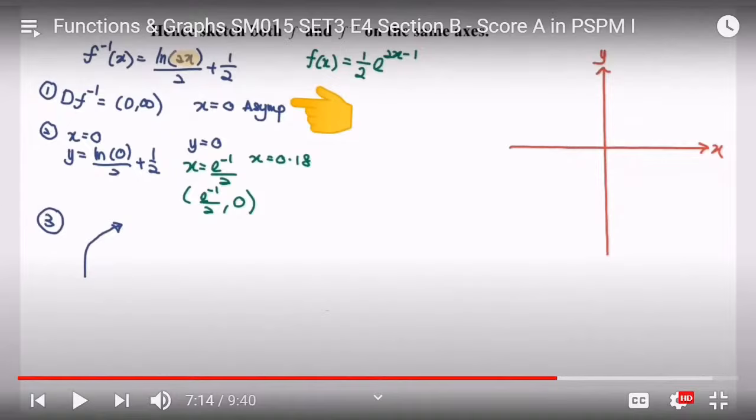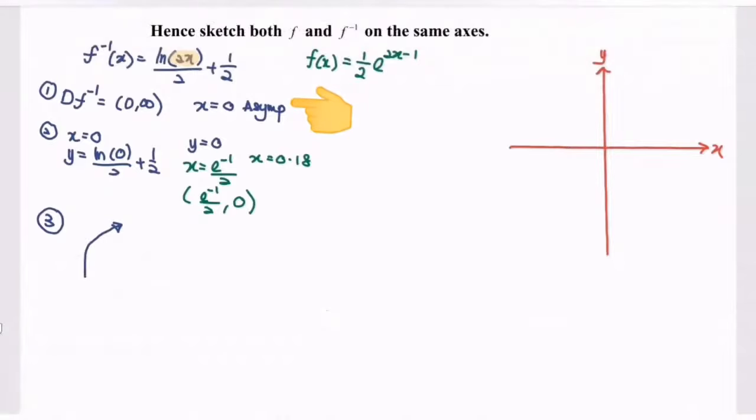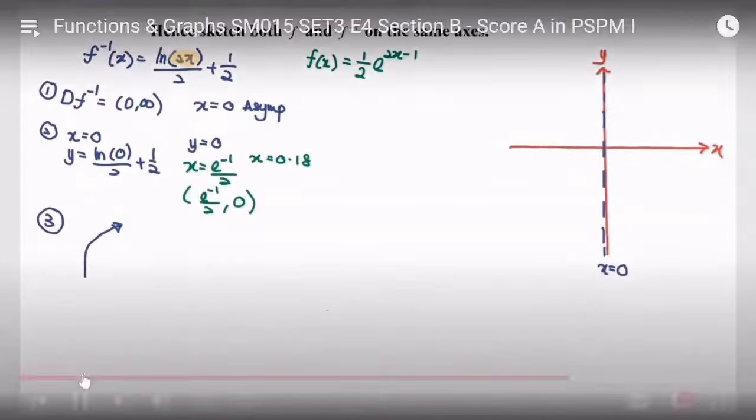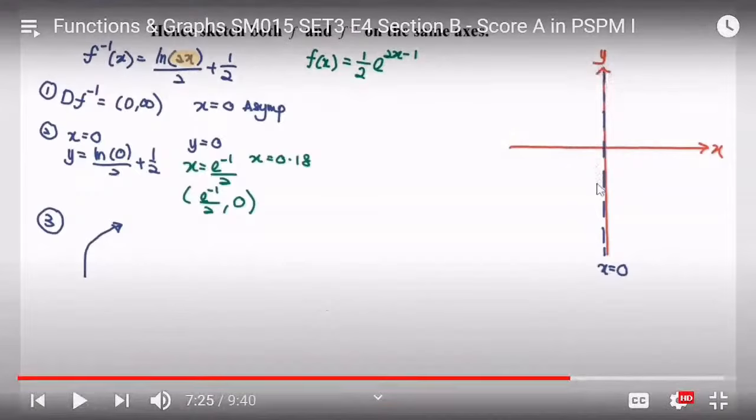So now, I want to sketch the graph. Firstly, look at the asymptote. We have to draw the asymptote line. Asymptote. So in here we have x equals to 0. For the second part, y-intercept. See? The asymptote is already there. Okay.